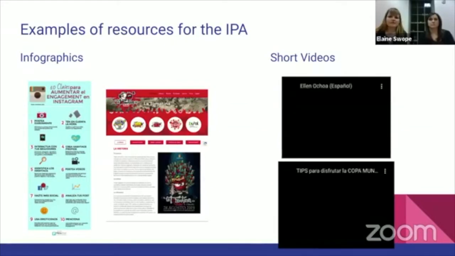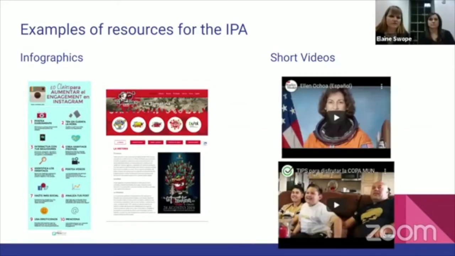Here are some examples of the resources that we have used in our IPAs. If you look at the infographic, this is one Elaine used for an IPA that she created on technology. This is an example of what an infographic would look like. It has the 10 ideas on there, and they're illustrated, which is helpful for the novice level. Anytime you can find an infographic that has additional photos to help them understand the content, the better.